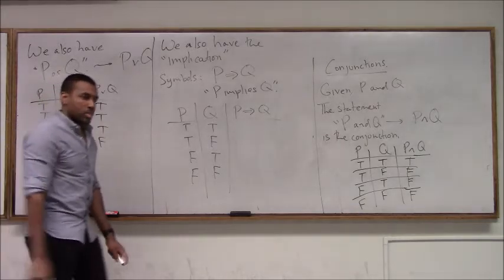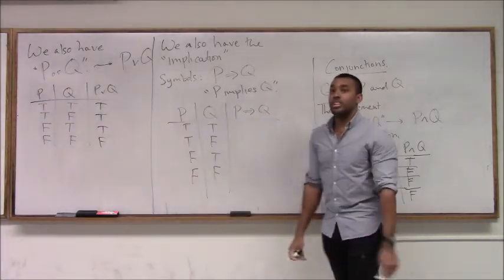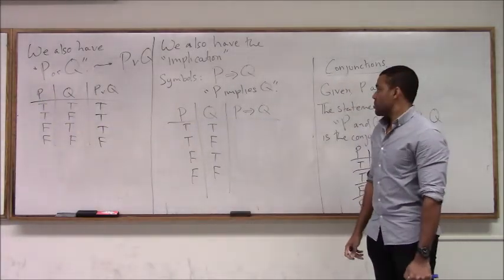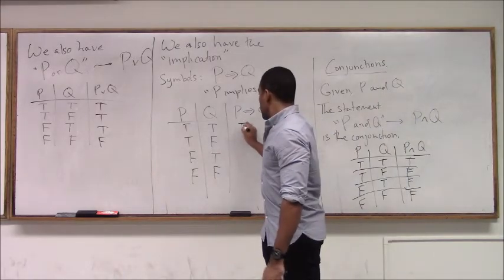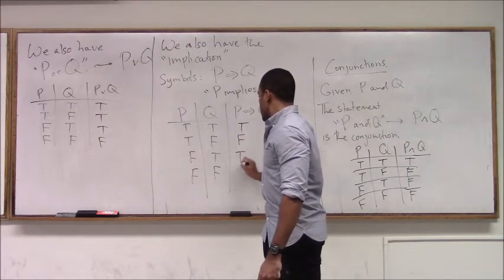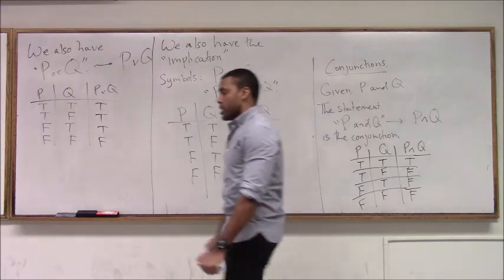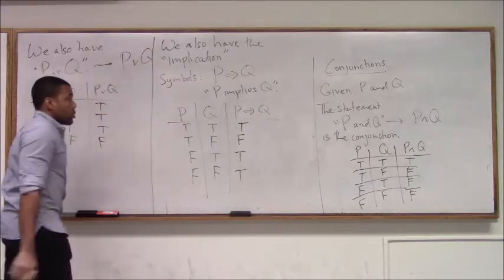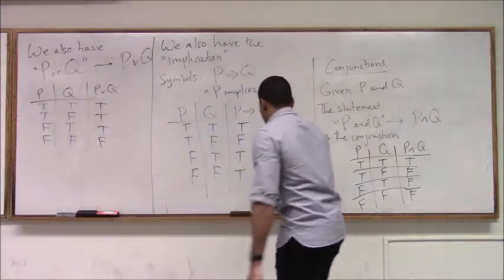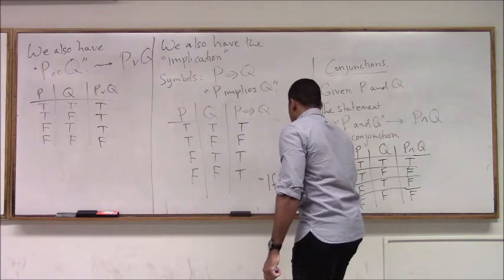Does anyone actually know what this looks like? True, false, true? Yeah. True, only false, false, true, true. Right? This is called the implication. Another way it's read is if P, then Q.